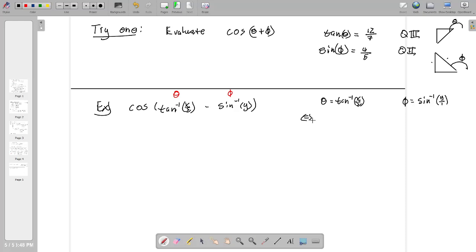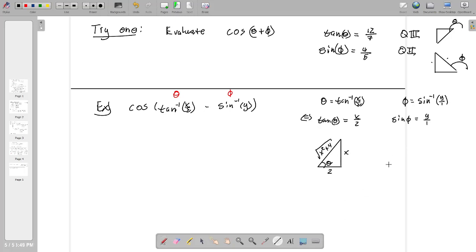And these are true if and only if tangent of theta is equal to x over 2 and sine of phi is equal to y over 1. Then we can draw our triangles. Because we have variables, we should draw this in the first quadrant. So call this theta. Tangent is opposite over adjacent, of course, so our opposite side is x, our adjacent side is 2. So this, using the Pythagorean theorem, gives us the square root of x squared plus 4.